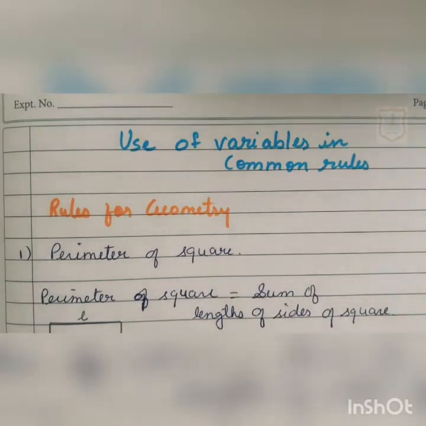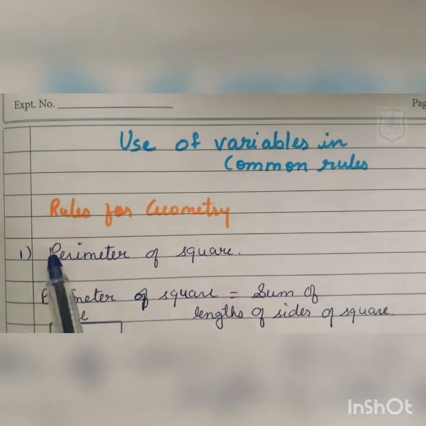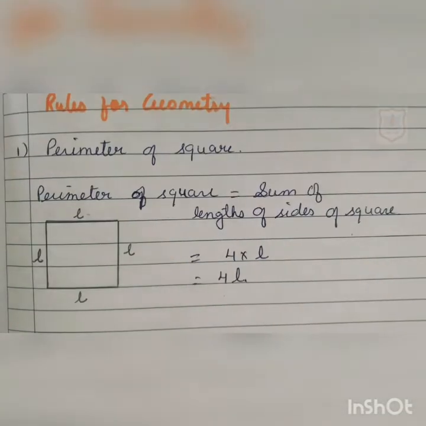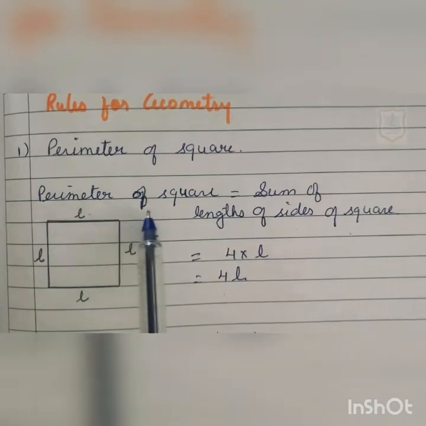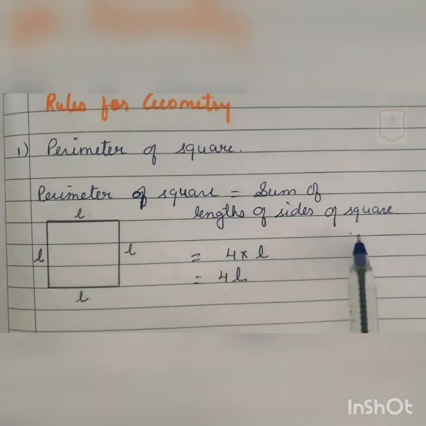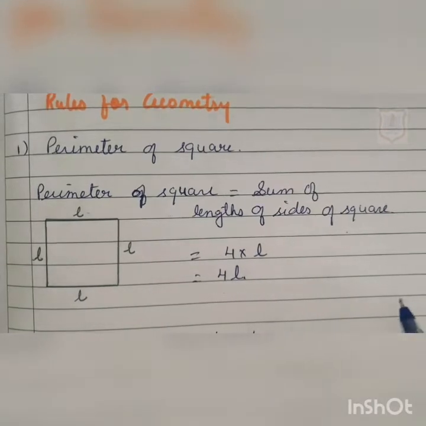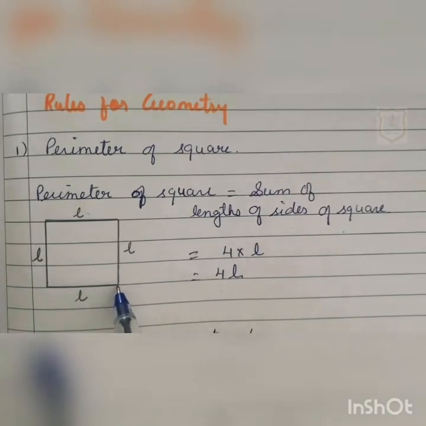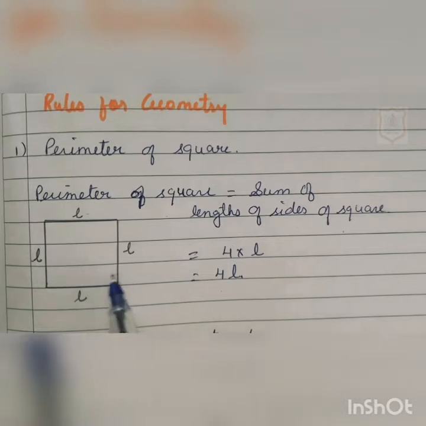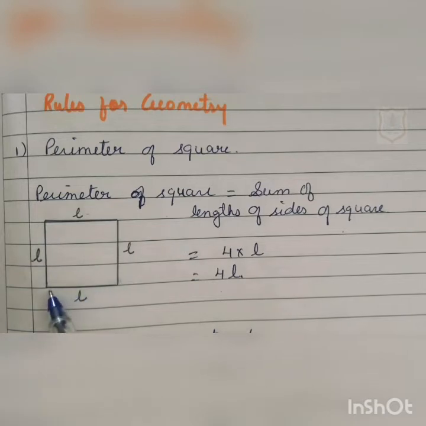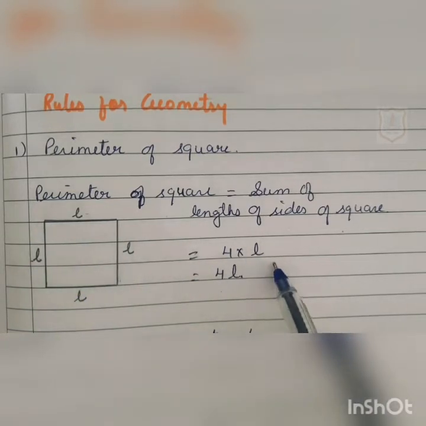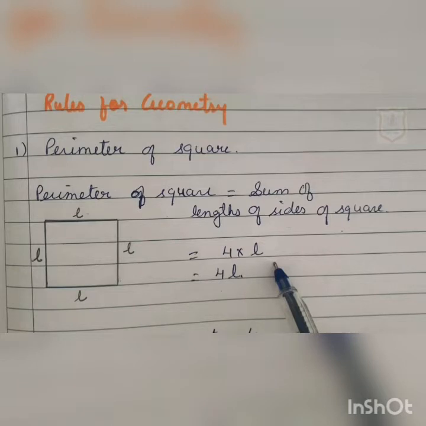So what is the perimeter of a square? It is the sum of the length of all the sides of the square. Now you know that the square has 4 sides and the 4 sides are equal. So it can be written as 4 multiplied by L because the sides are all equal. If you count the length, all have the same length. So it can be 4 into L or we can write 4L. So this is the perimeter of a square.